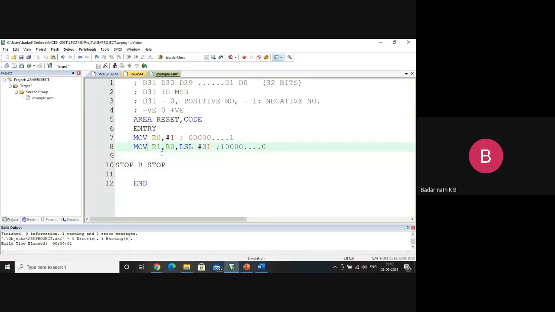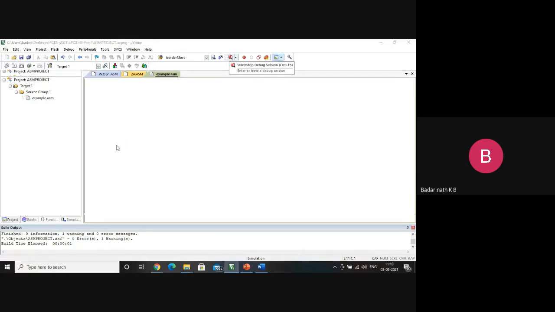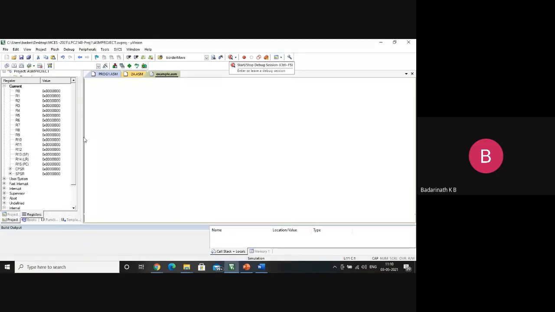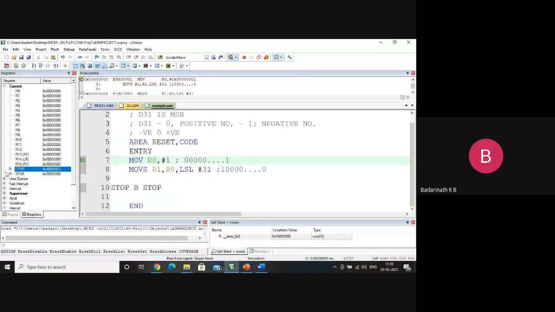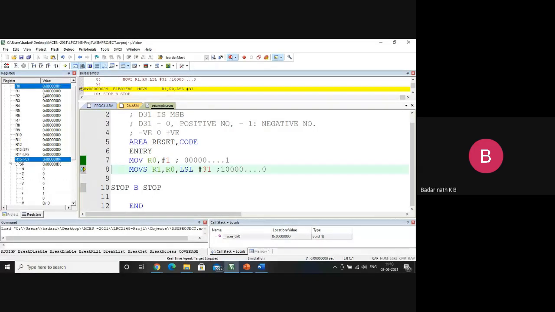Now I'll put S here. Why am I putting S here? Because I want to update the flags. So now I'll compile my program and run it. Now I'll expand the CPSR register. All these flags are 0 to start with. Now I'll execute the first instruction. R0 is equal to 1. It has become 1. So no flags have changed.